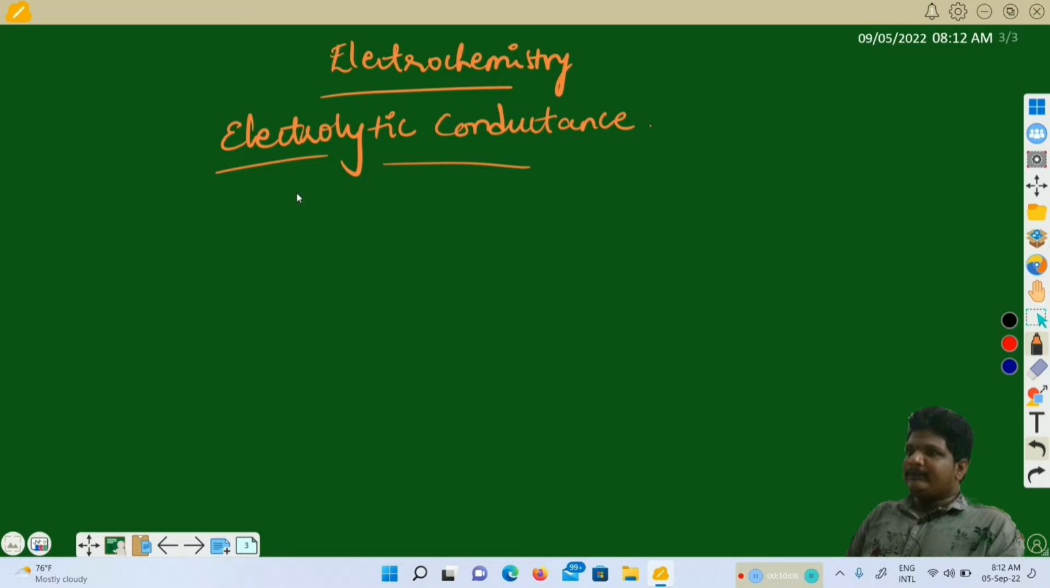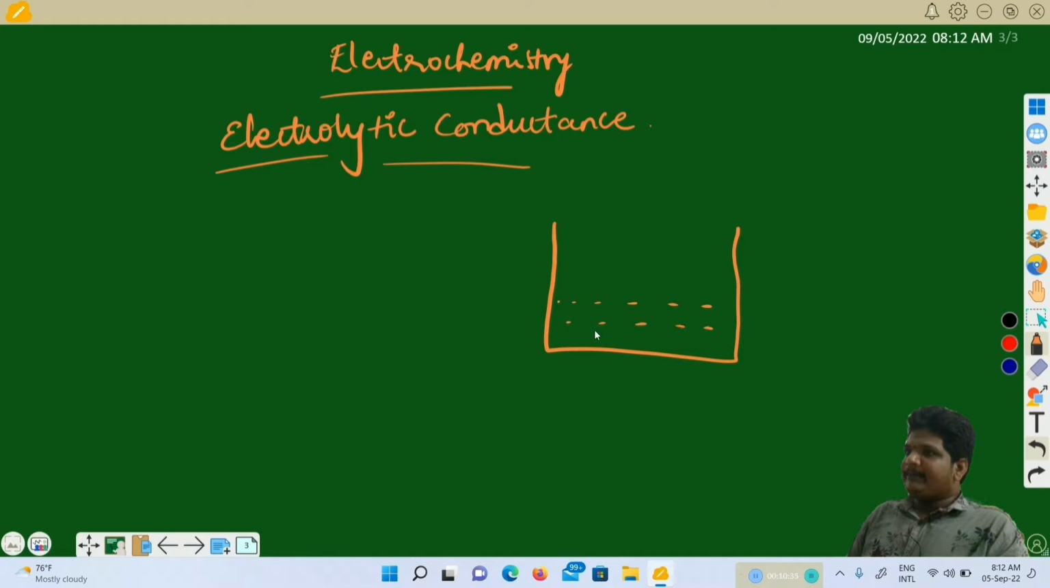Today we are going to see electrolytic conductance. What is electrolytic conductance? As we know, it is the flow of electricity through a solution of electrolytes due to the migration of ions when a potential difference is applied between two electrodes. So let us consider an electrolyte solution. So this is an electrolyte solution.